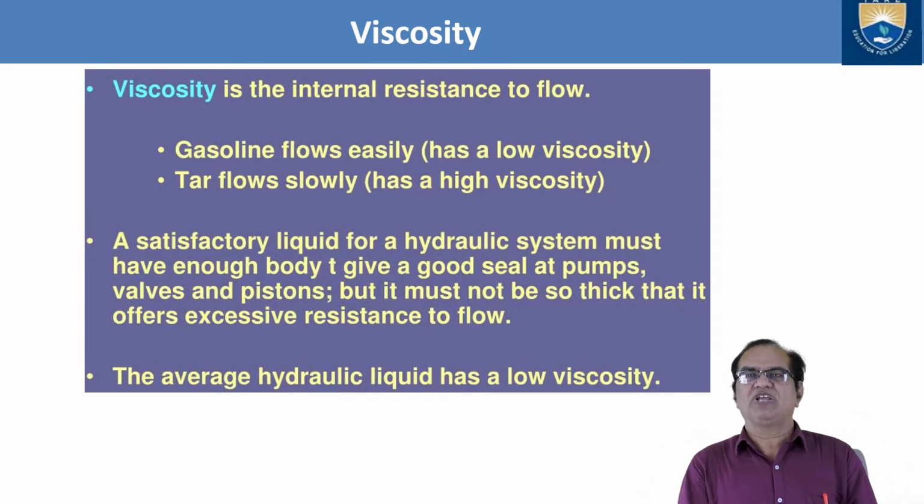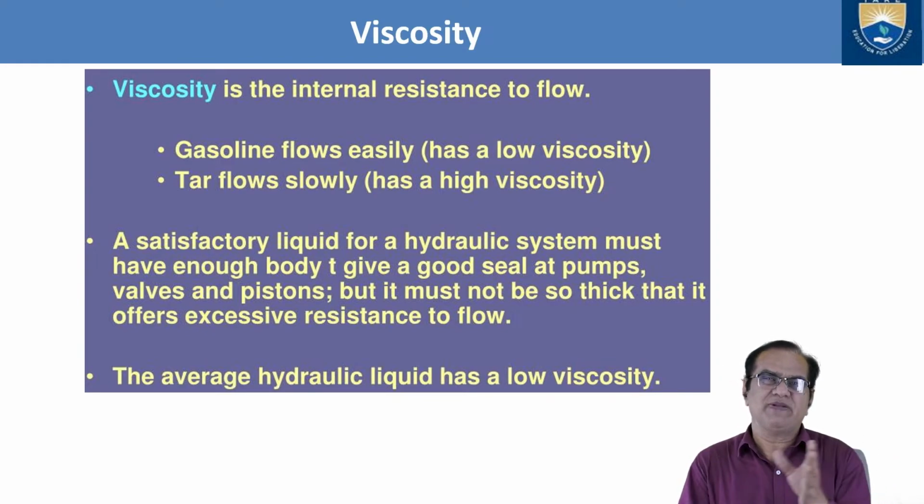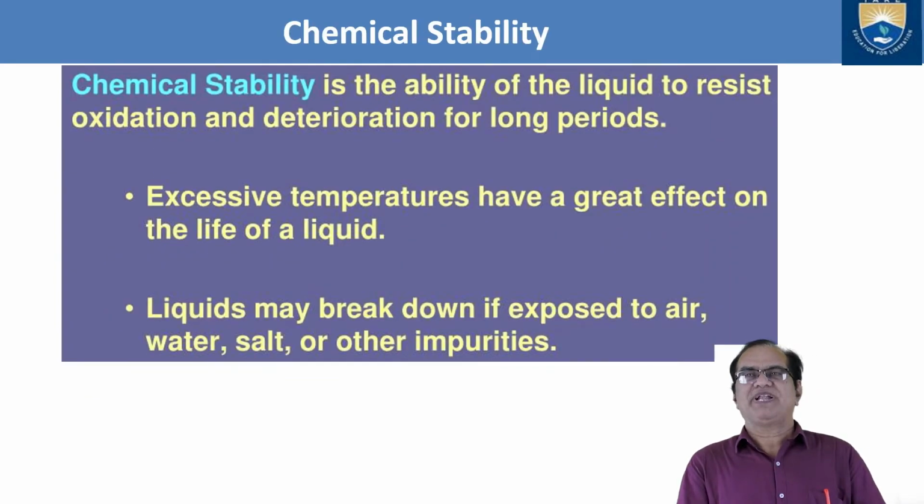The average hydraulic liquid has a low viscosity. So most hydraulic liquids are made with a low viscosity, not very high and not very low like petrol. So it should be medium viscosity. Now the next property is chemical stability.